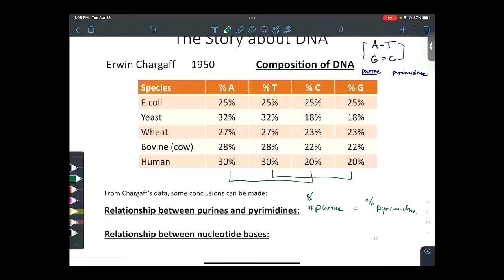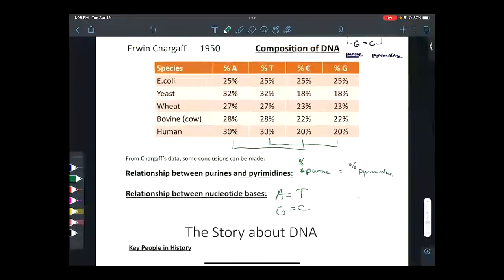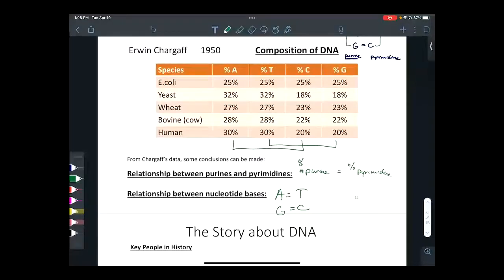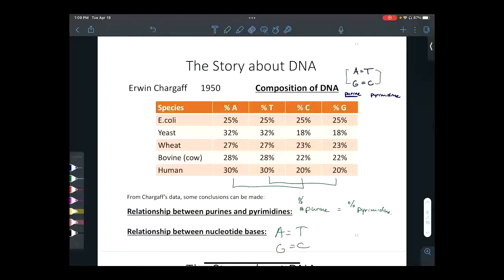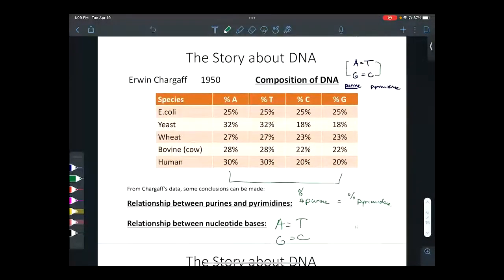And then from that, he was able to see that a pyrimidine always goes with a purine. That's what we have here, that A and T go together, and G and C go together. Did I do this right? Sorry, I think these two go together, these two go together. Wait, no, sorry. A and G are the purines, and T and C are the pyrimidines.